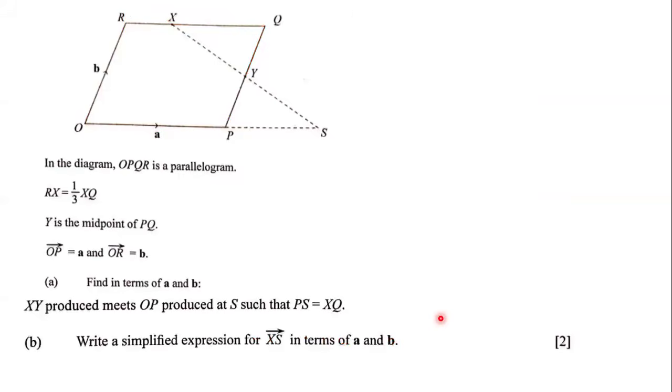Next, it says find in terms of a and b. Oh, that was part A. Now, how about part B? It says xy produced meets OP produced at S such that PS is equal to XQ. Write a simplified expression for XS in terms of a and b.